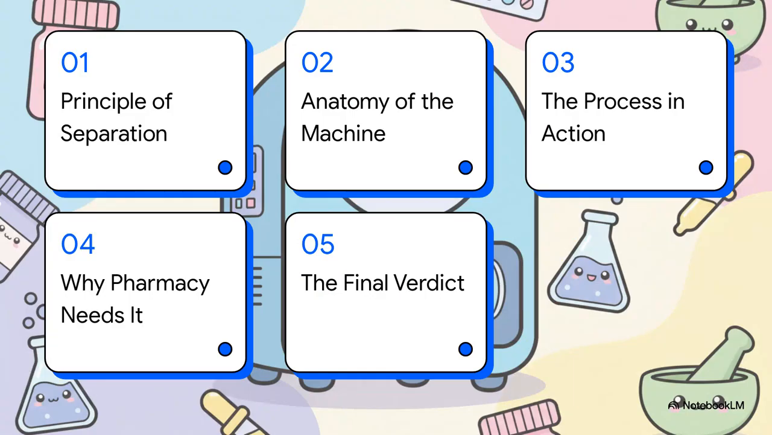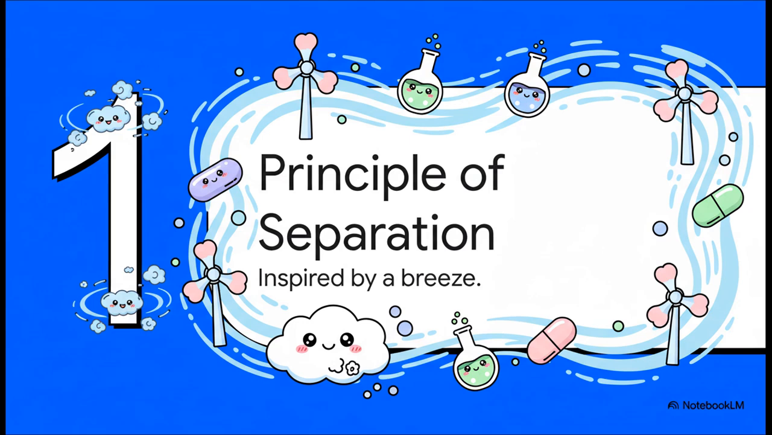And to make sure this is all super clear, here's our game plan. We'll kick things off with the science, the principle behind it. Then we're going to build the machine piece by piece, see how it all works together. And then, this is the important part, we'll talk about why you, in pharmacy, really need to know this stuff. And finally, we'll wrap up with the good, the bad, the final verdict. Okay, first up, let's dig a little deeper into that core principle of separation. It's honestly pretty cool how we can look at something as simple as a breeze and use that idea to engineer a powerful tool that's precise enough for making medicine.